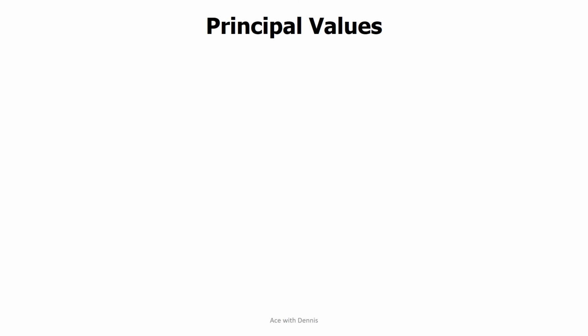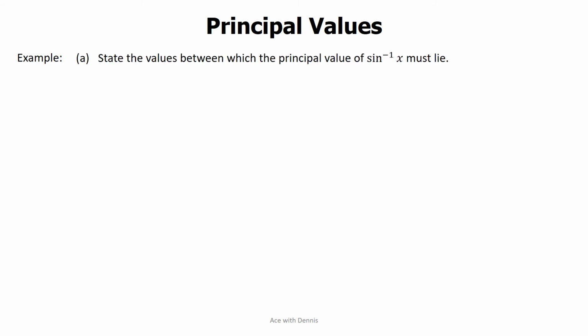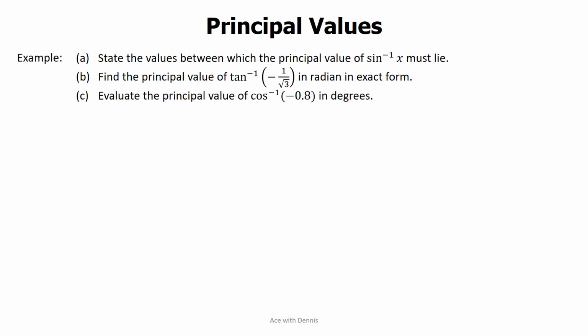Now let's look at one example on principal values. A. State the values between which the principal value of inverse sine x must lie. B. Find the principal value of inverse tangent of -1 over root 3 in radians in exact form. And C. Evaluate the principal value of inverse cosine of -0.8 in degrees.